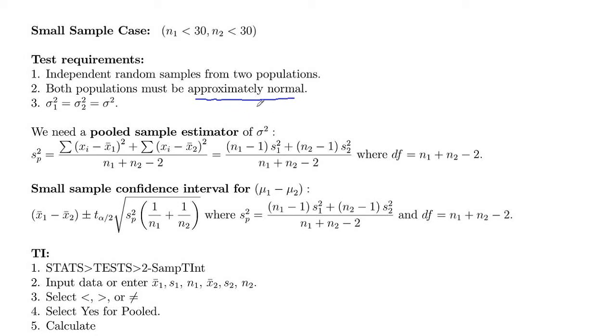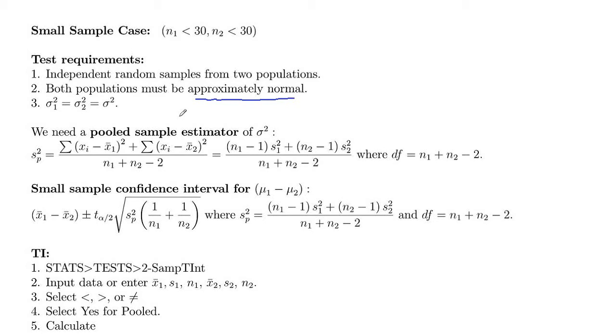So remember, if sample size is big enough, you don't need approximately normal populations because the sampling distribution will still be normal. If you've got these small sample sizes, you need approximately normal populations. And then the variance or the standard deviation for the two populations needs to be the same. We call it common variance sigma squared.